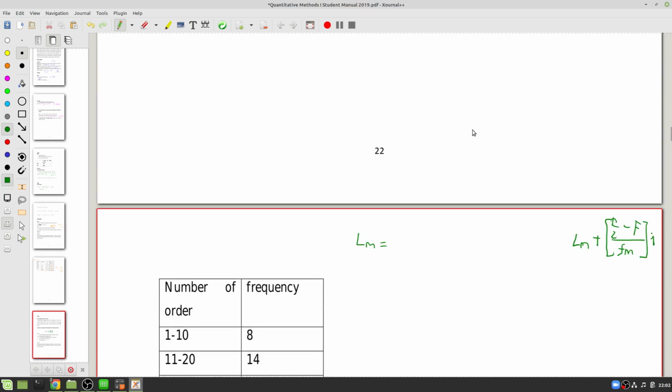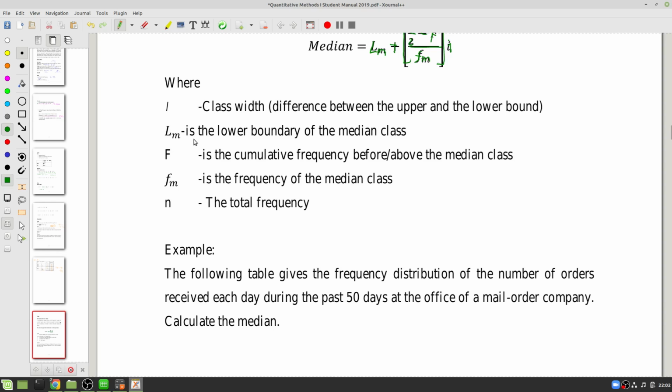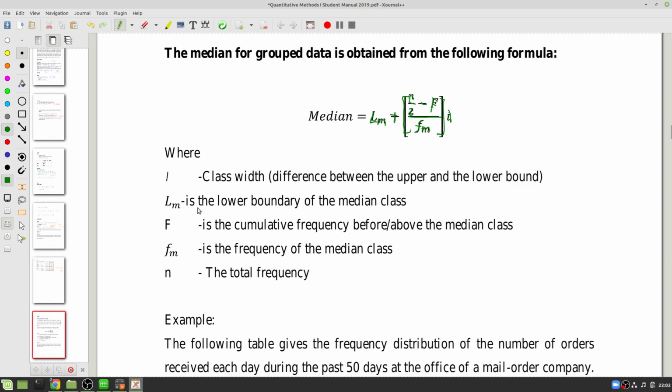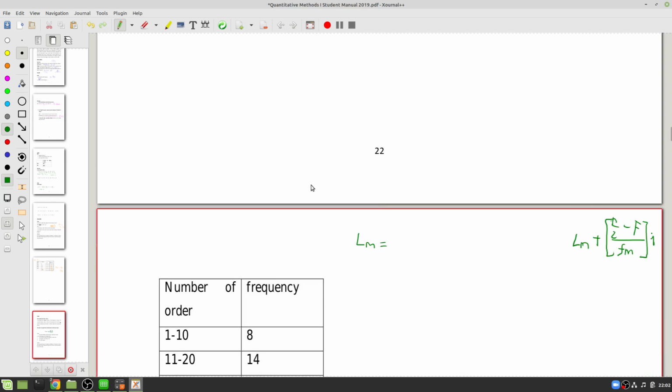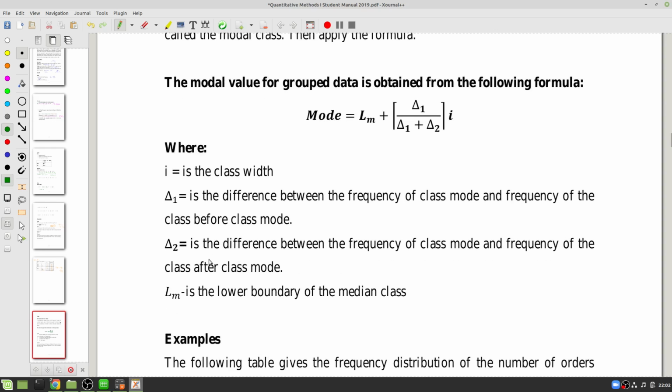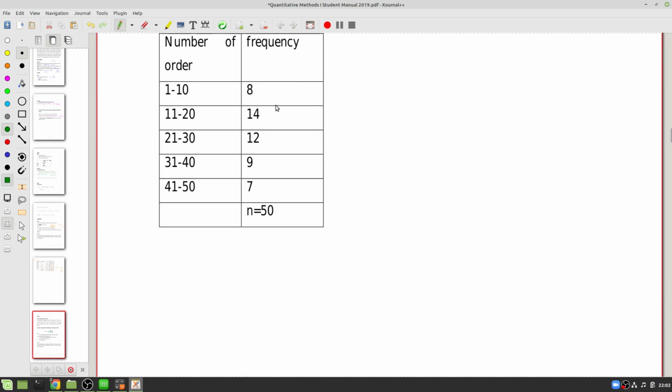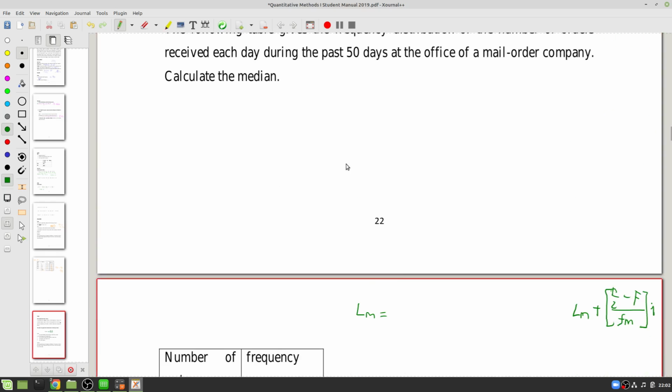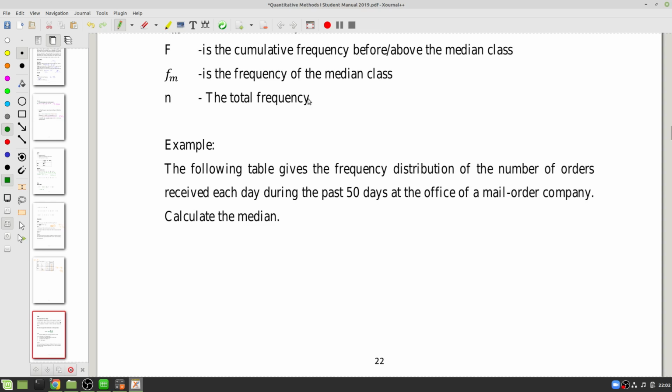Lm, let's read what they say here. That is the lower boundary of the median class. The lower boundary. Okay, so again, we see they use the word boundary here. I'm just wondering if it should be boundary or limit. I think boundary is correct. Let me just see, it doesn't actually matter. We can just see what they use for the mode. Do they also use boundary? Lower boundary, yes. Okay, that's perfect. So we'll just use boundary. So the lower boundary of the median class.